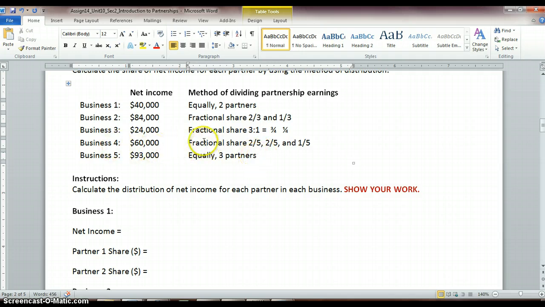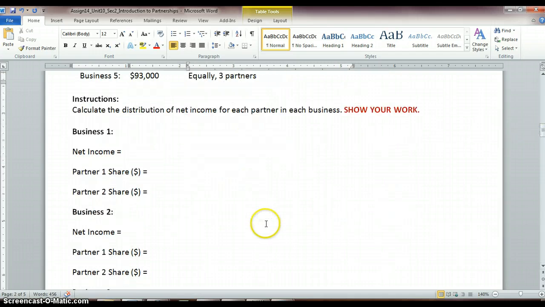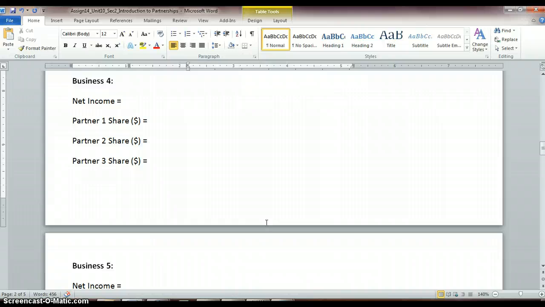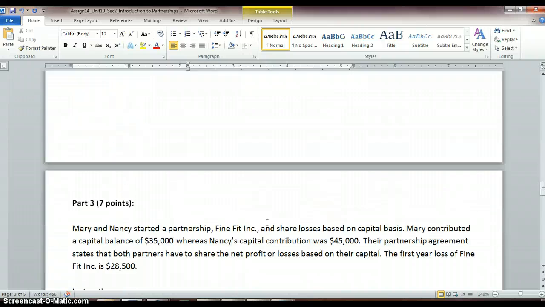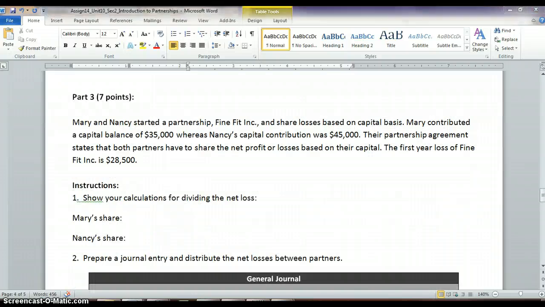And then business 4 has 3 partners that you're going to have to divvy the net income between. And same with business 5. They're dividing it equally by 3 partners. So you're going to have to pull out your calculators, do some math to determine what each partner's share is in a dollar amount. Show your work again on that one. And then part 3.